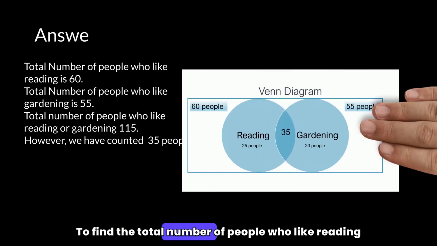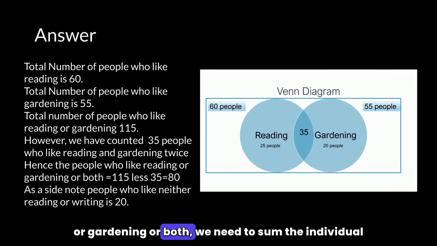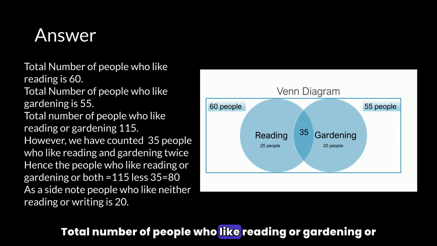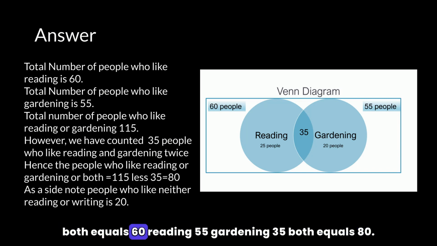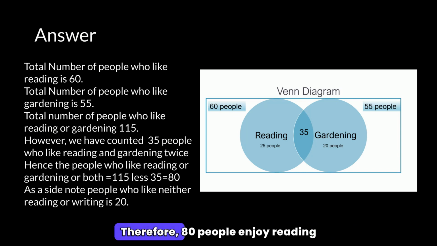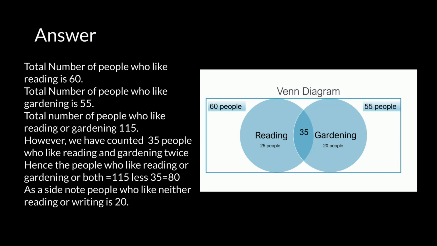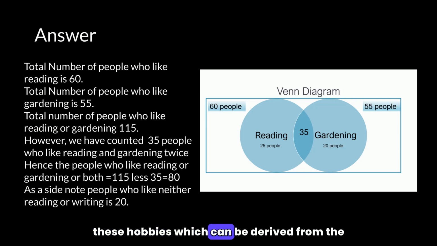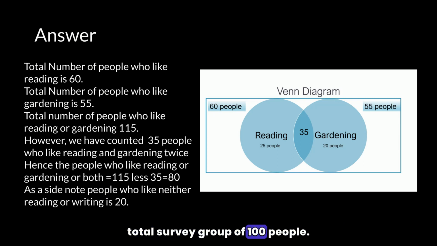To find the total number of people who like reading or gardening or both, we need to sum the individual groups and subtract those who were counted twice. Total number of people who like reading or gardening or both equals 60 reading, plus 55 gardening, minus 35 both, equals 80. Therefore, 80 people enjoy reading books, gardening, or both. Additionally, 20 people do not enjoy either of these hobbies, which can be derived from the total survey group of 100 people.